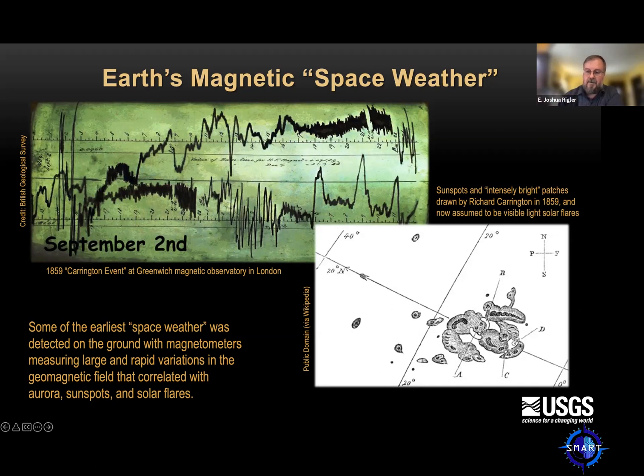And so this figure on the lower right is a picture drawn by Richard Carrington. The black patches are what he saw as sunspots on the sun, and we're probably all familiar with those, but he also saw these brightenings.